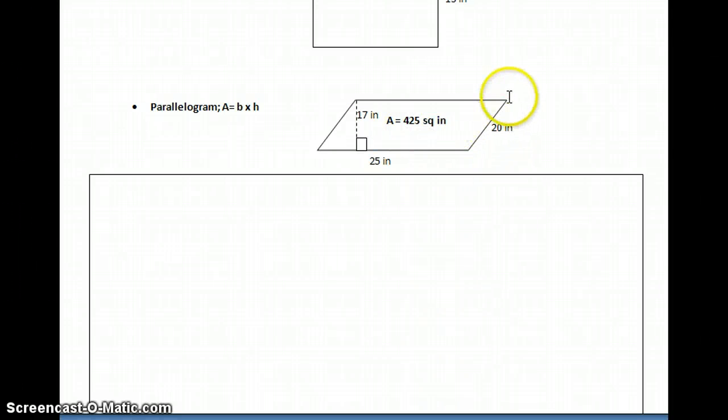Be careful of this diagonal here. That's going to be given to you, and it's a distractor. Don't accidentally do 25 times 20. That will not give you the area.